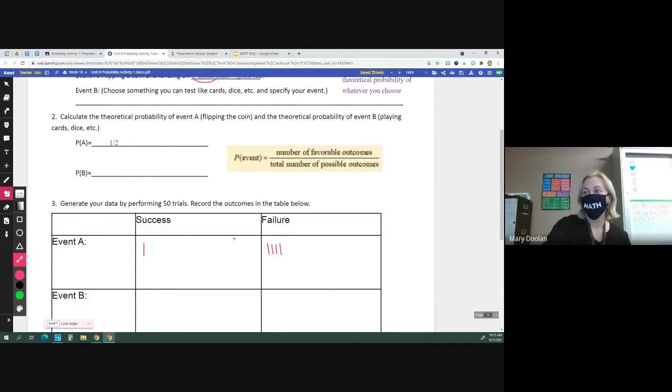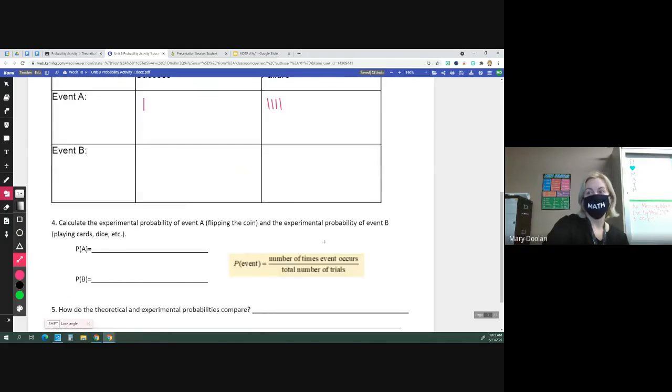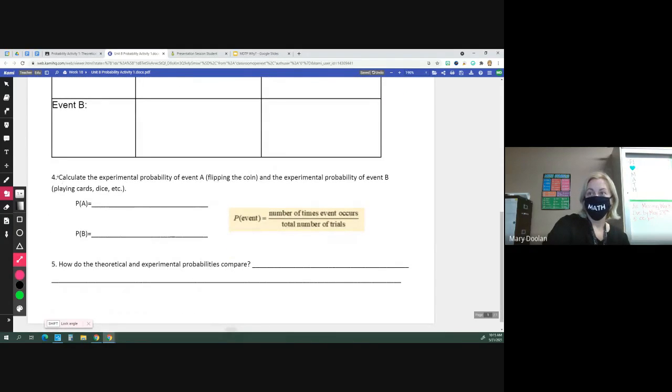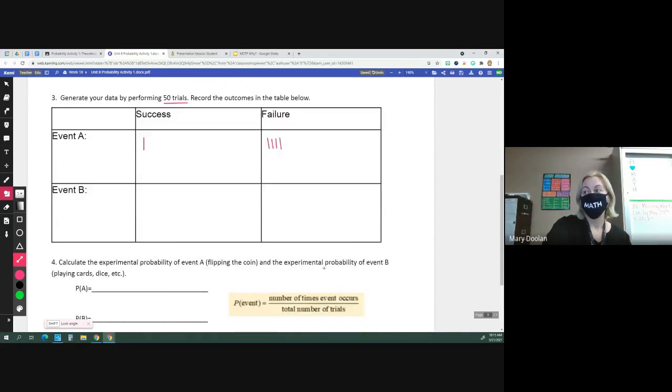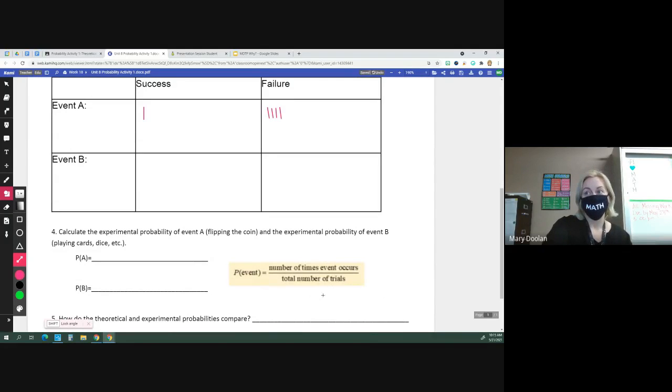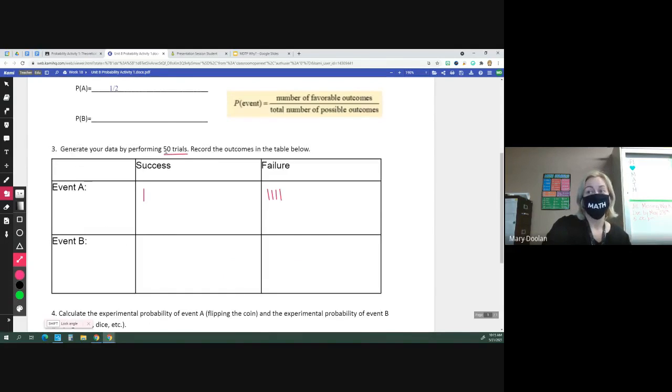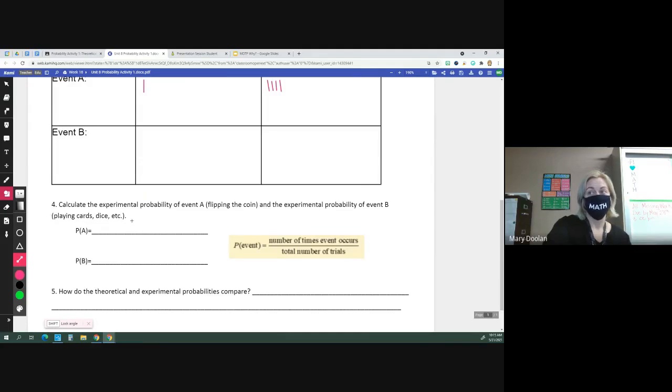You're going to keep doing this until you have a total of 50 trials, and you're recording your outcomes here. So that's event A. Everyone's using a coin to do that. Once you have all your data, then you would calculate the experimental probability of event A, flipping the coin. Now it's probably not going to be 1/2. It's going to be based off of your data here. So how many successes over how many trials? The denominator is going to be 50 because there's 50 trials, but the numerator is how many times you actually get what you're trying to get.